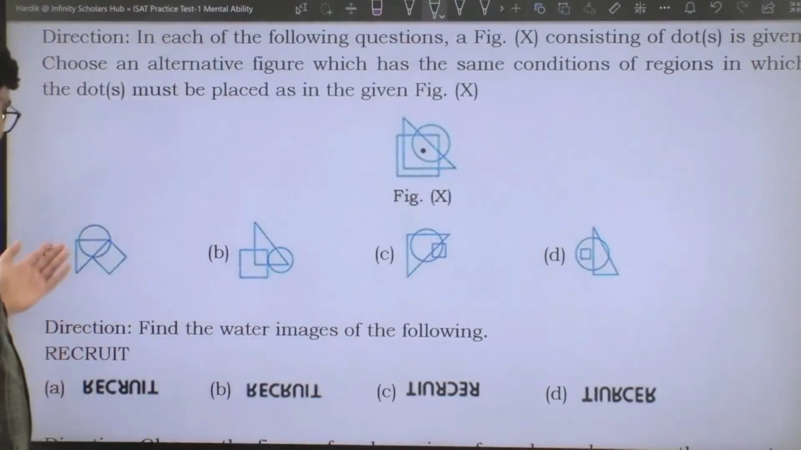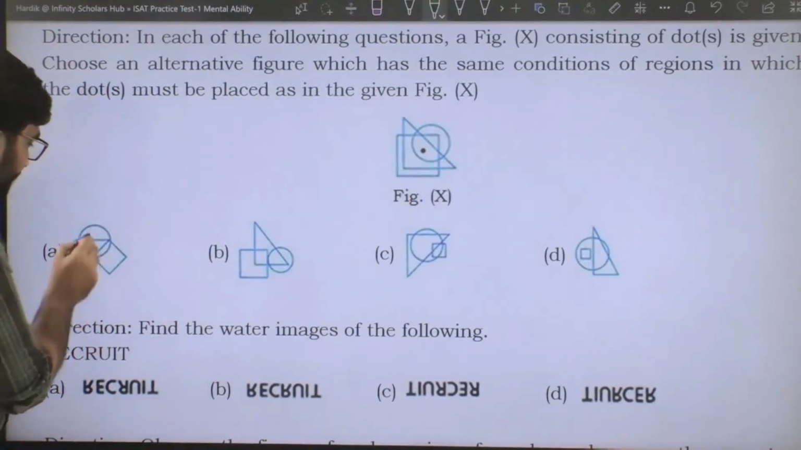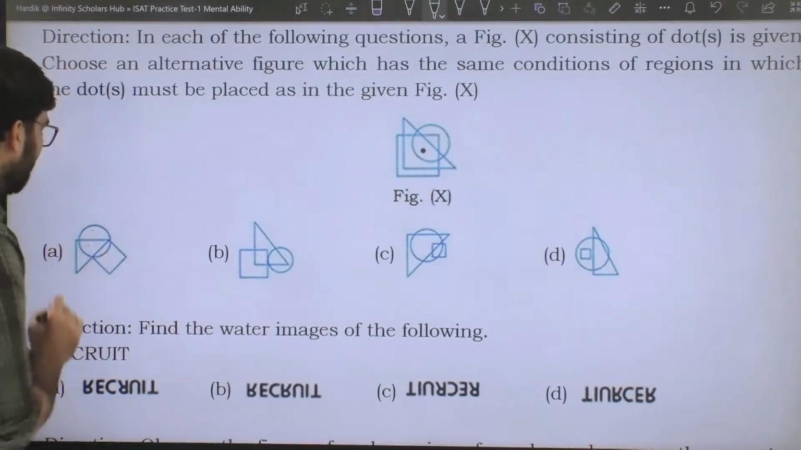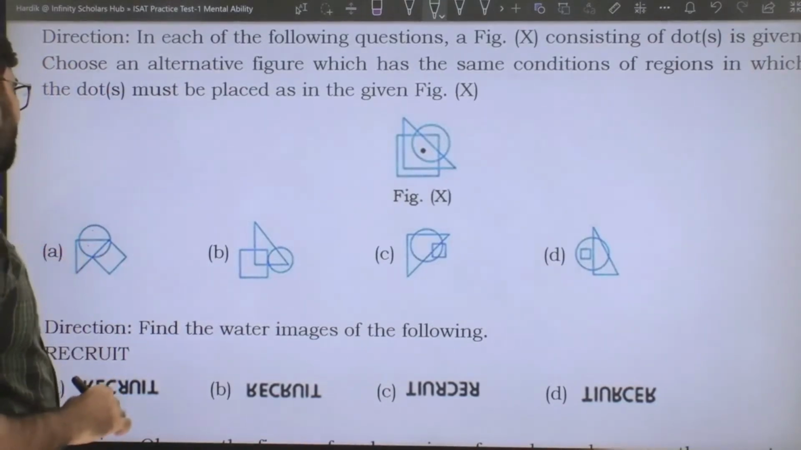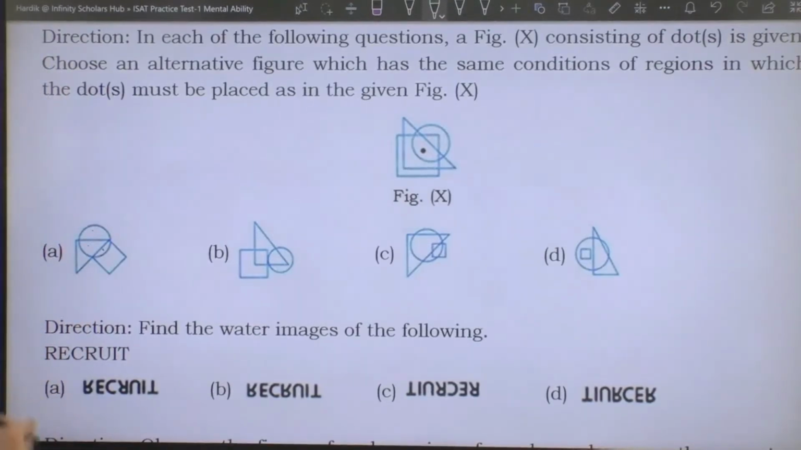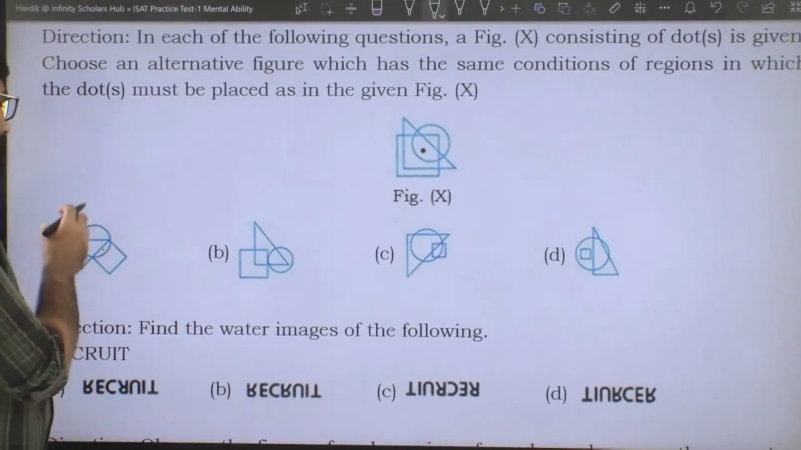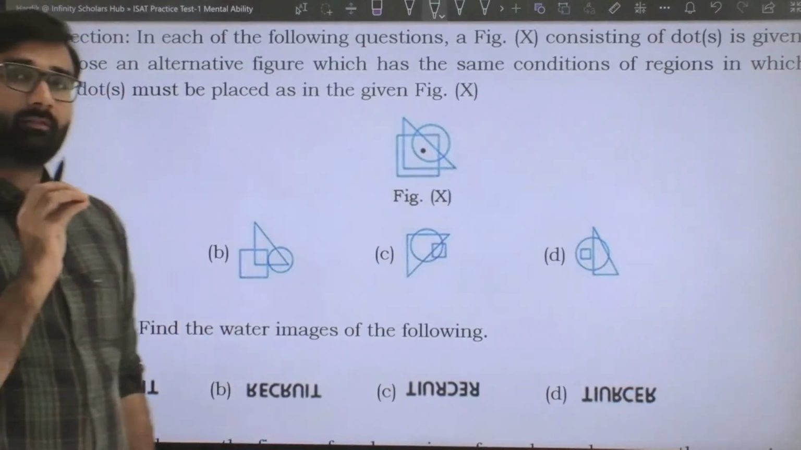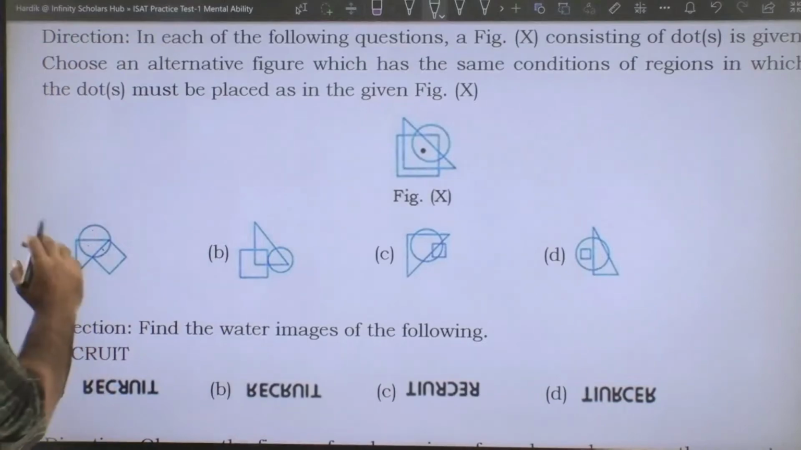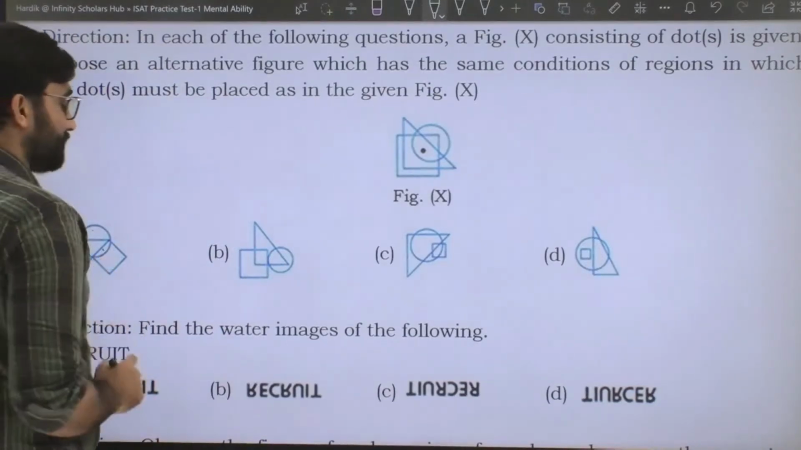if I put a dot over here, that's not correct, because that dot is common to only the circle. When I put the dot over here, that dot is common to circle and triangle only. When I put the dot on this side, that dot is common to circle and square only. So there is no place where I can place the dot that is common to all the three shapes. So option A is not the correct answer.